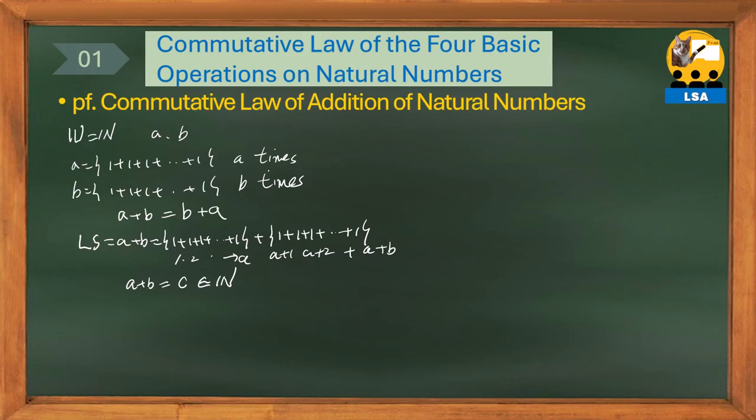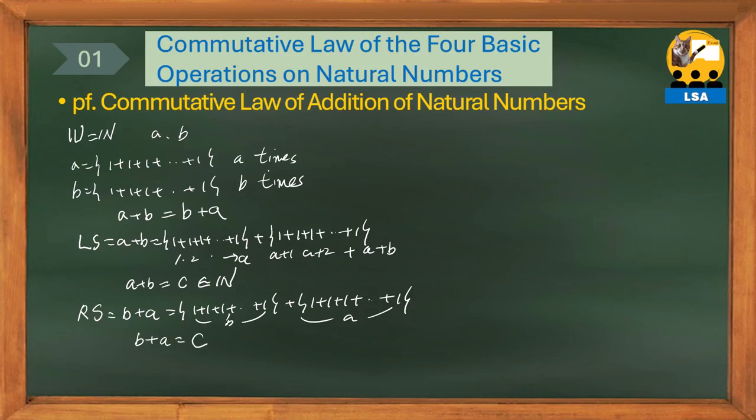This time, let's look at the right side. We will also express the right side, b plus a, as the sum of ones. First, we add 1 plus 1 plus 1 to get b ones. Then, we additionally add 1 plus 1 plus 1 to get a ones. Then, if we count the total number, we can finally count up to c.